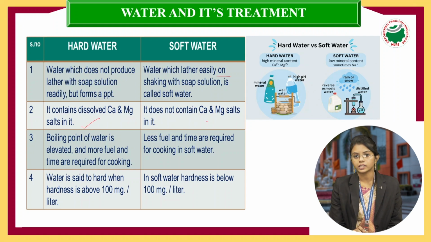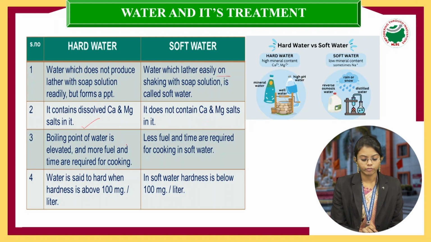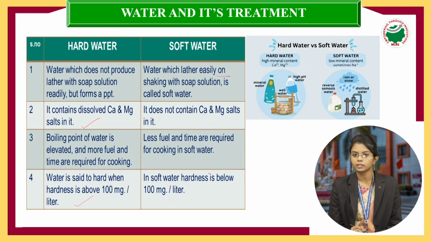But soft water does not contain any calcium and magnesium ions. The boiling point of water is elevated, and more fuel and time are required for cooking in the case of hard water, but less fuel and time are required for cooking in soft water. Water is said to be hard when its hardness is above 100 mg per liter. Next, in soft water, it is below 100 mg per liter.